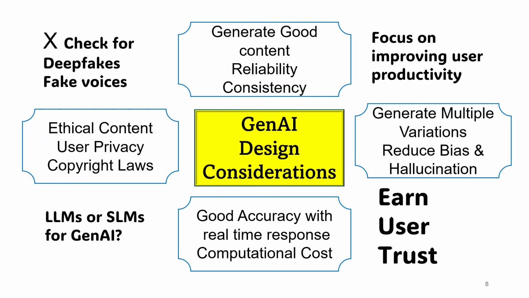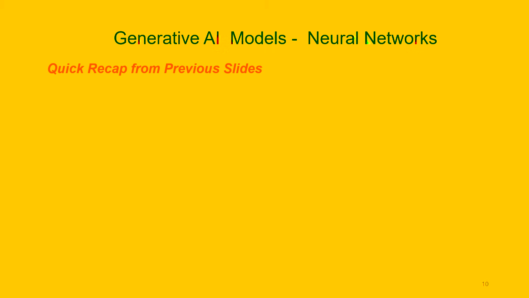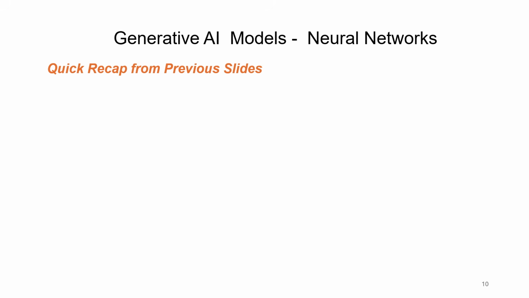Now moving on to the next slide. In these slides, we'll look into what Gen AI can do and cannot do, and then neural networks in Gen AI. We already saw the neural networks in previous slides. Let us have a quick recap of these neural networks. Before moving on to the next slide, let's have a quick recap from previous slides.